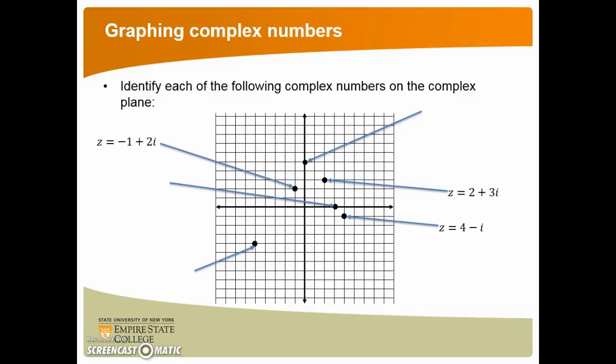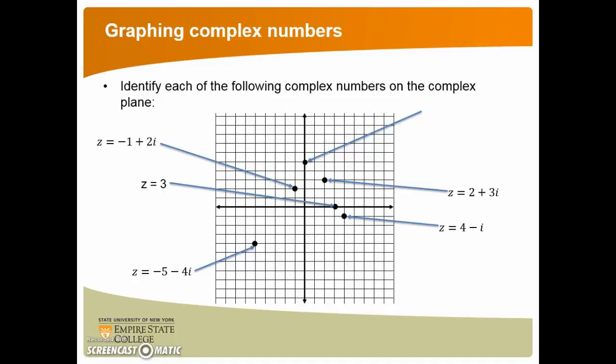Here, we are 4 spaces to the right and 1 down from the origin. We have the complex number z equals 4 minus i. We are 5 spaces left of and 4 spaces below the origin. We have the complex number z equals -5 minus 4i.